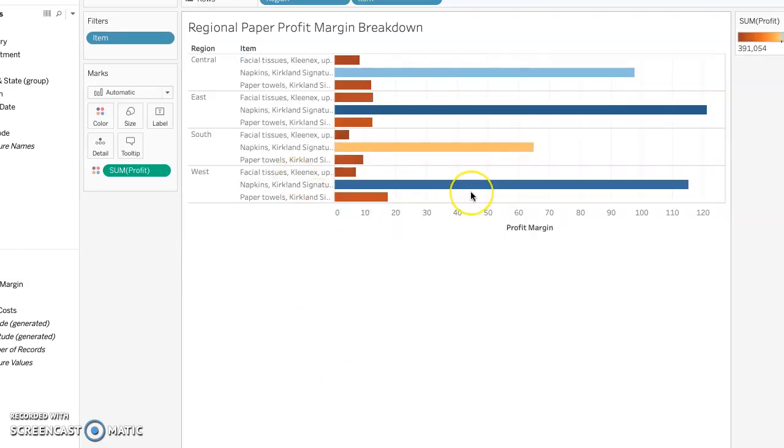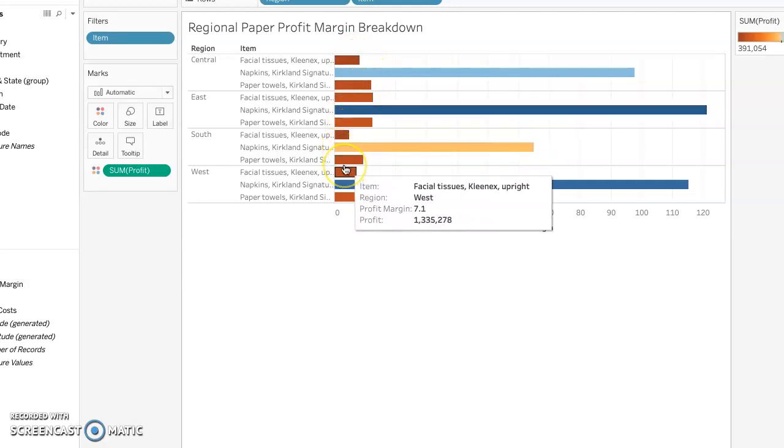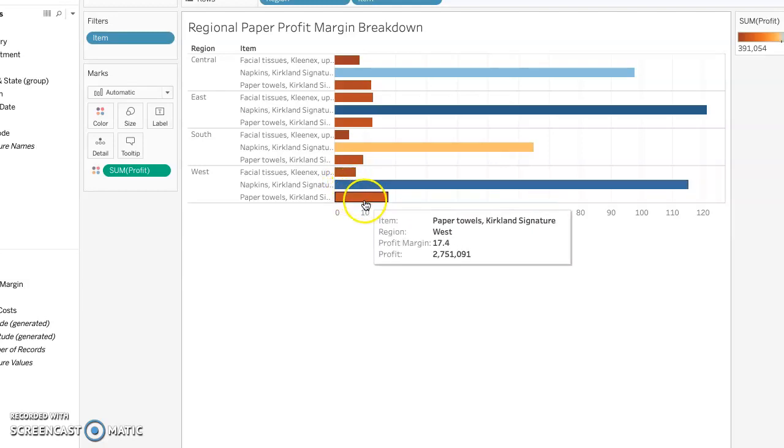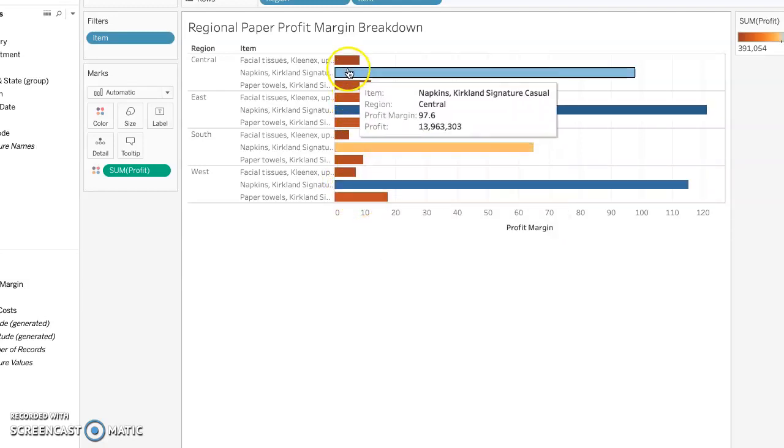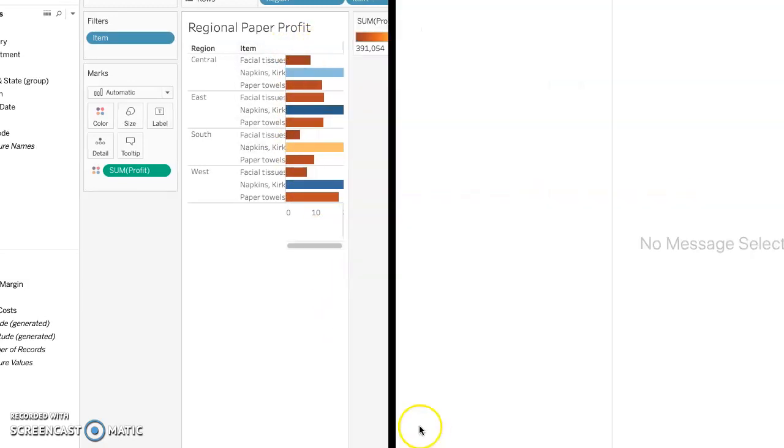For the paper department, this is where it really got interesting. You can see that the profit margins here across the board are significantly lower than any other department. Apart from these napkins here, the profit margins were all almost below 20%, and 20% is kind of the baseline of whether a product is performing how it should be or not. Above 20% it's doing well, below it needs to be reevaluated. So the majority of the products here within the paper department were performing poorly.